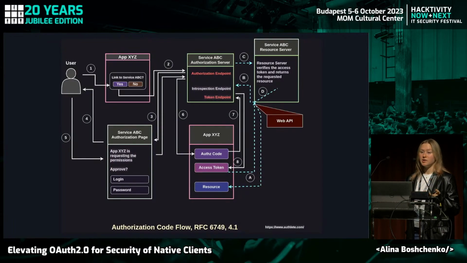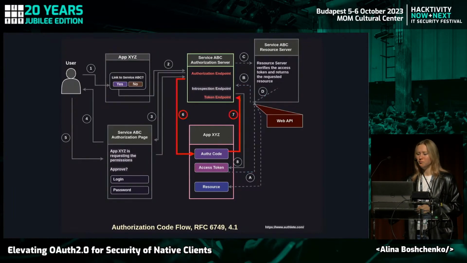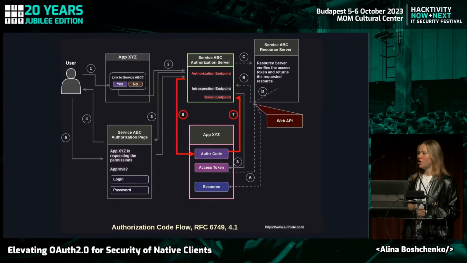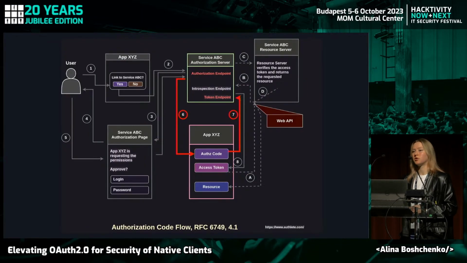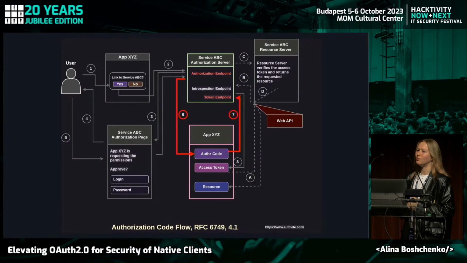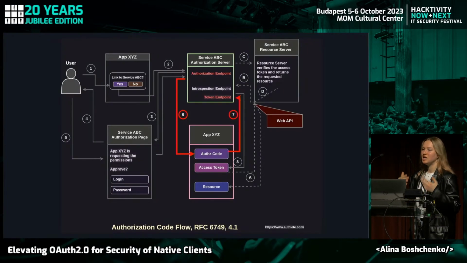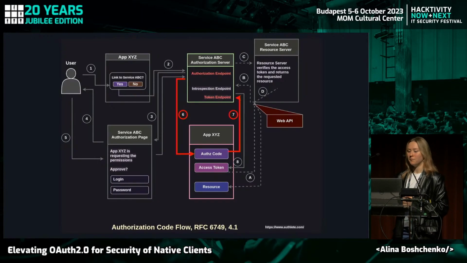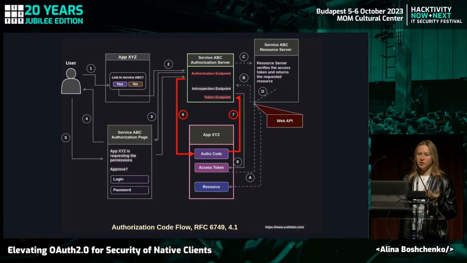And please note that according to all the specifications, all the communication here should be performed only over secure channels such as TLS. And now we want to focus more on this part, which is particularly responsible for the exchange of auth code to access token. And the most logical question here is, why is it so complicated? Why can't we just immediately issue a token?